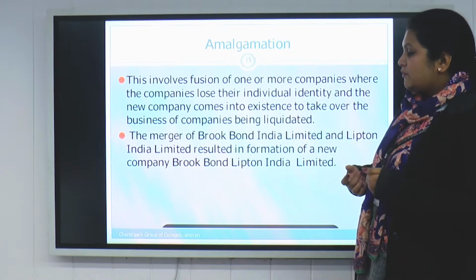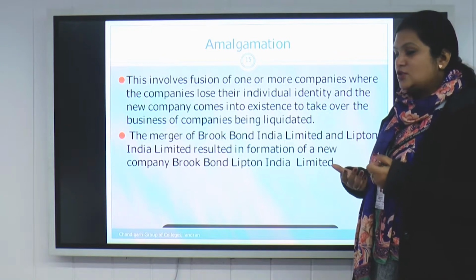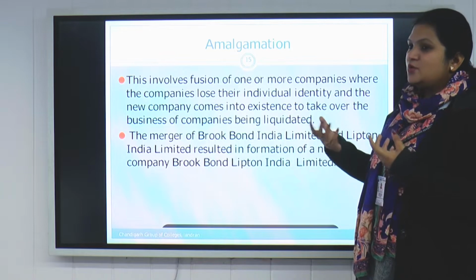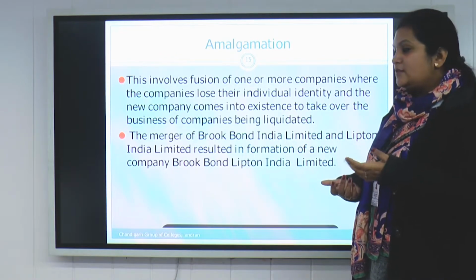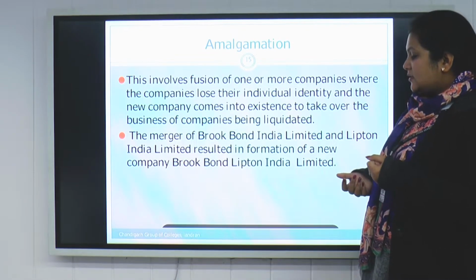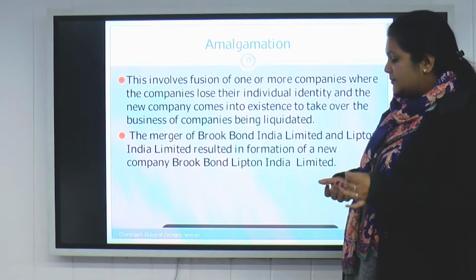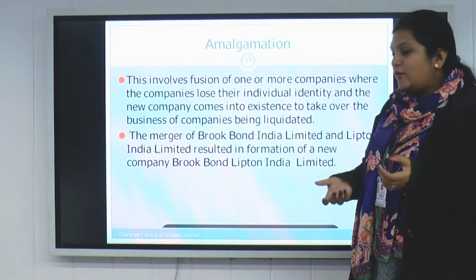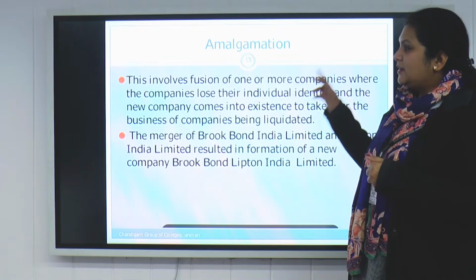Right? The merger of Brook Bond India Limited and Lipton India Limited, you might have heard of this because these companies produce products that are used in our day-to-day life. Brook Bond India Limited and Lipton India Limited resulted in the formation of a new company, Brook Bond Lipton India Limited. Now both the names have been suffixed and they formed a new name called Brook Bond Lipton India Limited.